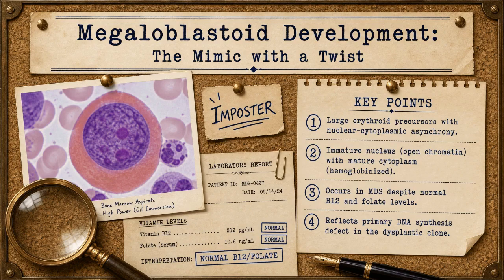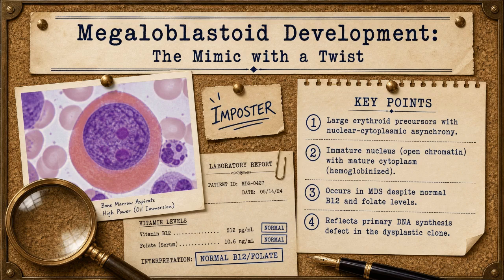So, the contrast with true megaloblastic anemia is vital. If a patient has megaloblastic features and low B12 or folate, you treat the deficiency. But if they have these features and their B12 and folate levels are perfectly normal, then you're looking at something else, and MDS is a prime suspect. In MDS, the megablastoid features reflect a primary defect in DNA synthesis or maturation within the dysplastic clone itself, not a nutritional deficiency. It's an intrinsic problem with the cell's machinery, not a lack of raw materials.